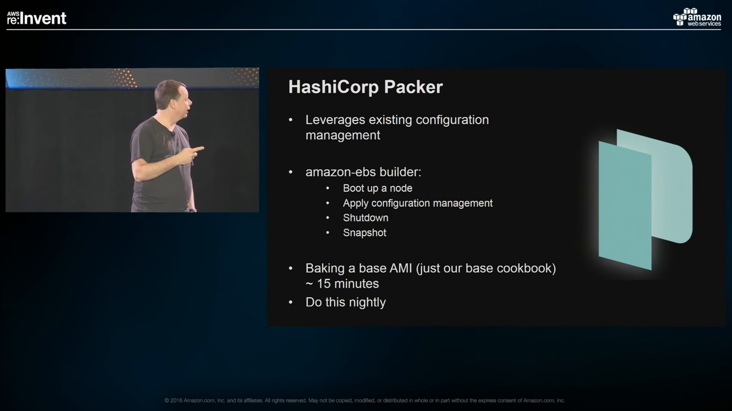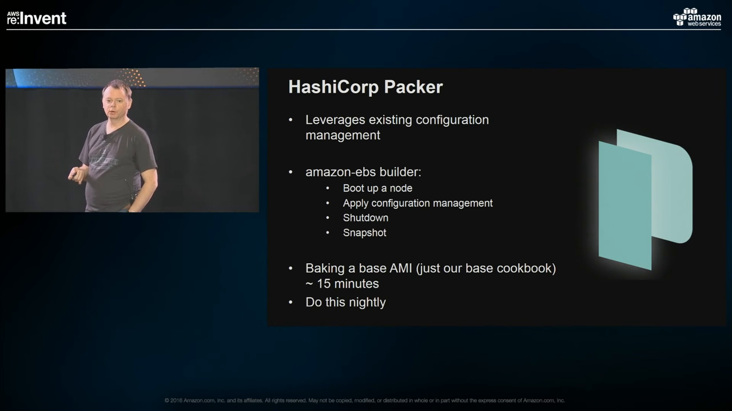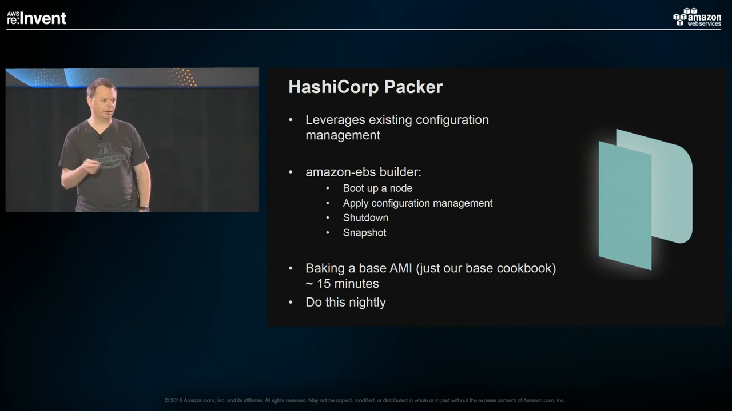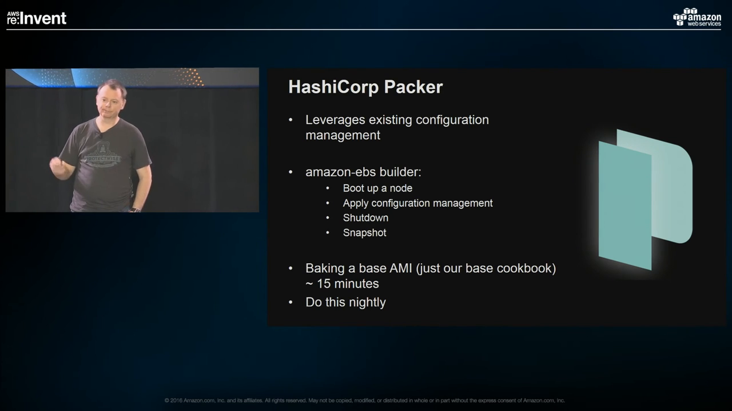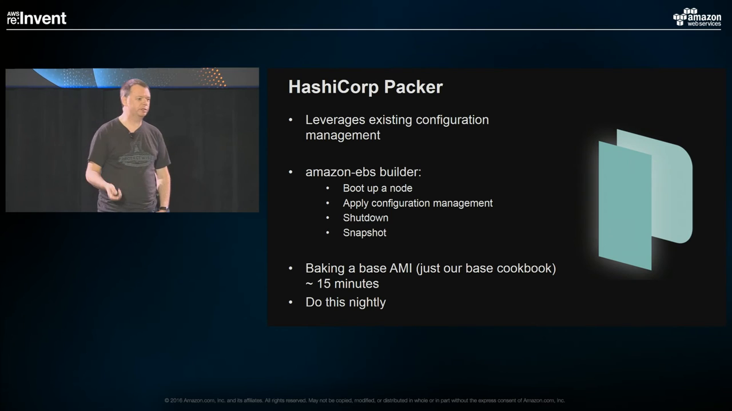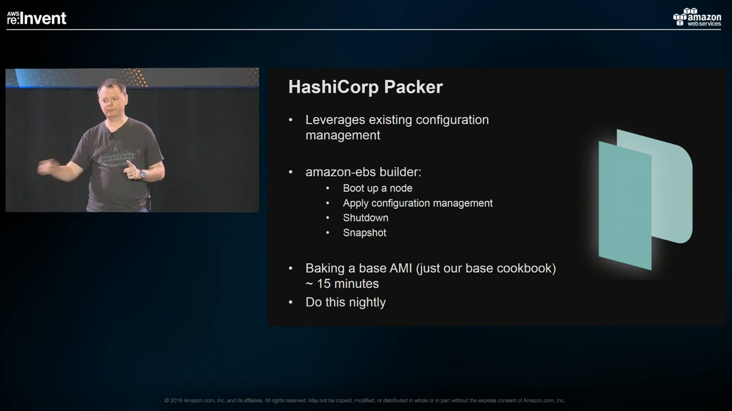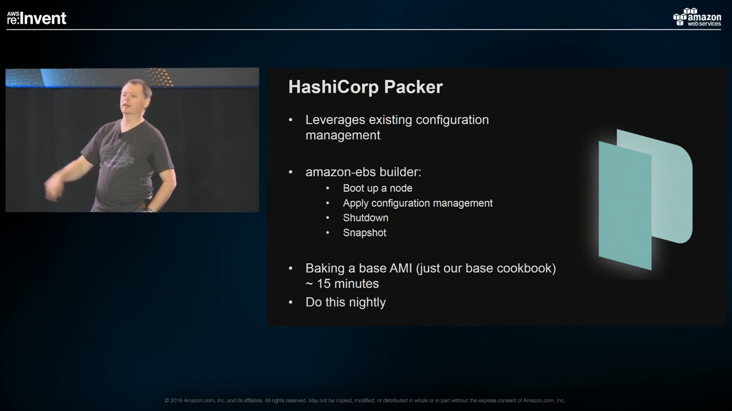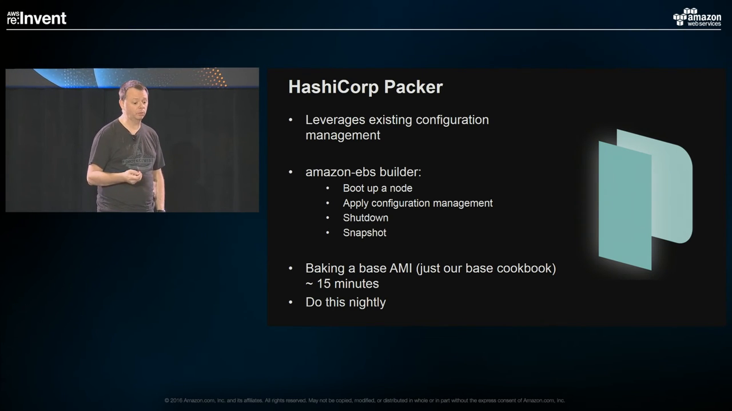In Amazon, the Amazon EBS builder is the easiest one to use. The way it works is it boots up a node for you using whatever base AMI you wanted. It applies your configuration management, shuts it down, snapshots the volume, and creates an AMI out of it. That takes about 15 minutes to run, so it's not something that we want in our fast path to production. We don't want to add a 15-minute step just to bake a new AMI on every single deploy, so we do this nightly.